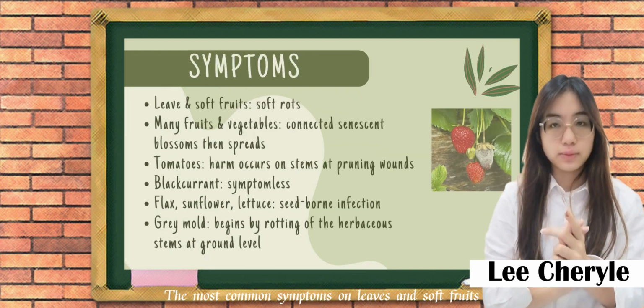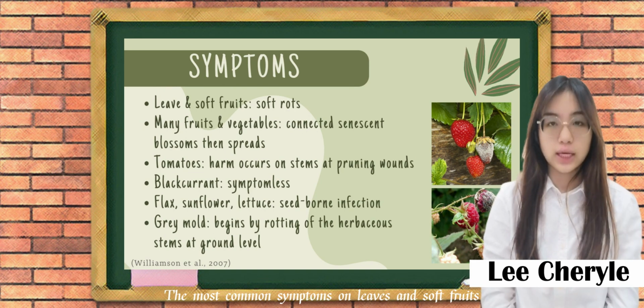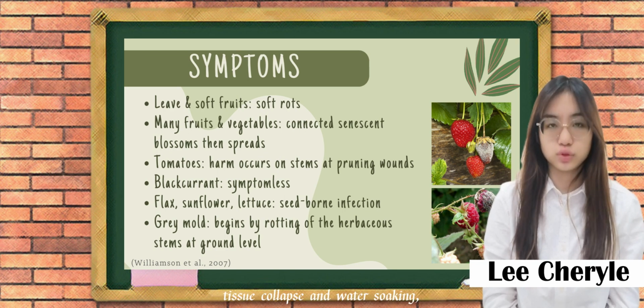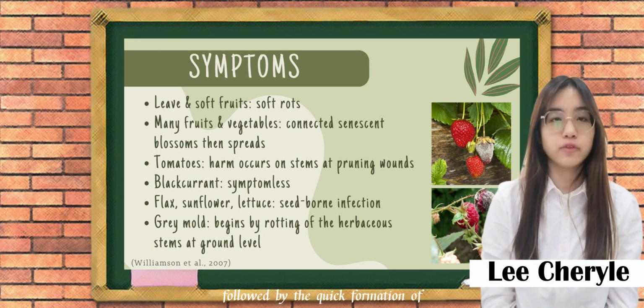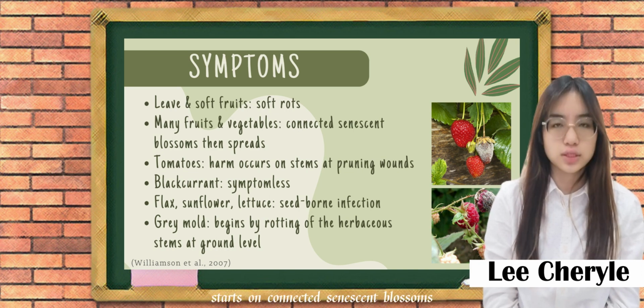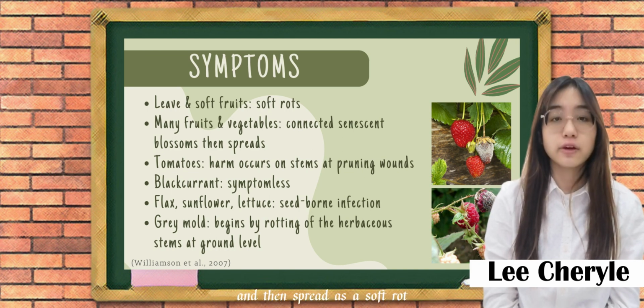The most common symptoms on leaves and soft fruits caused by Botrytis cinerea are soft rots, which are accompanied by parenchymal tissue collapse and water soaking, followed by the quick formation of grey masses of conidia. On many fruits and vegetables, the infection typically starts on attached senescent blossoms and then spreads as a soft rot to harm the nearby developing fruit, becoming blossom end rot.